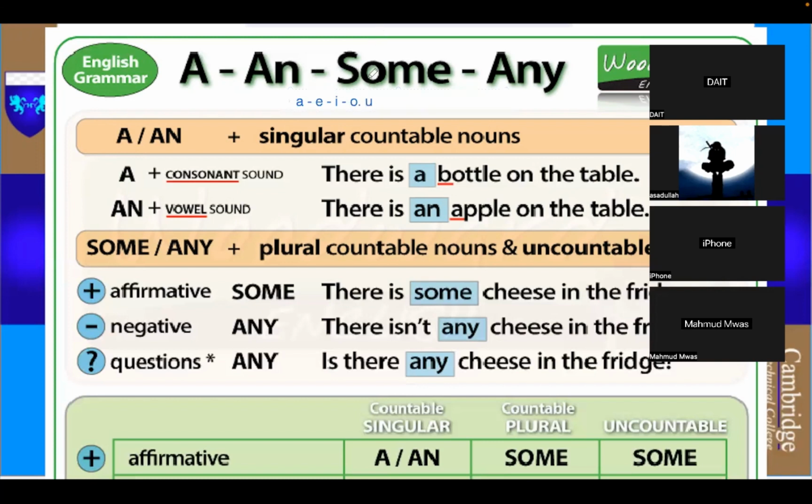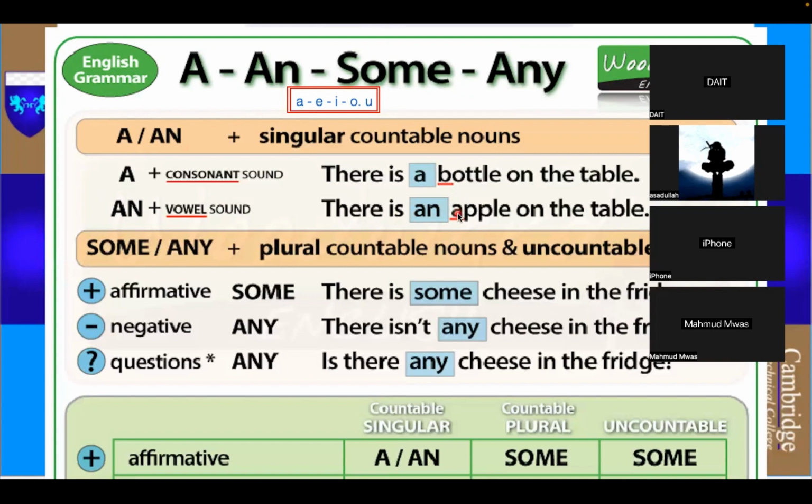So if we have a noun, a word that starts with these vowels, we need to use an. Okay? It's very, very simple. So when we have a word that starts with these vowels, we use an. For example, an plus vowel sound: there is an apple.